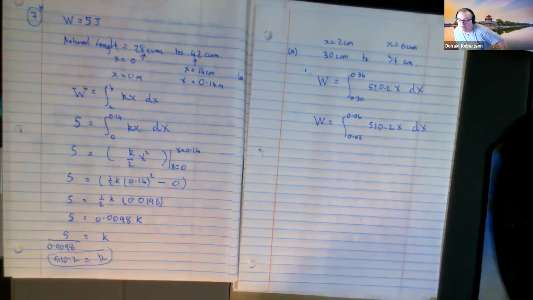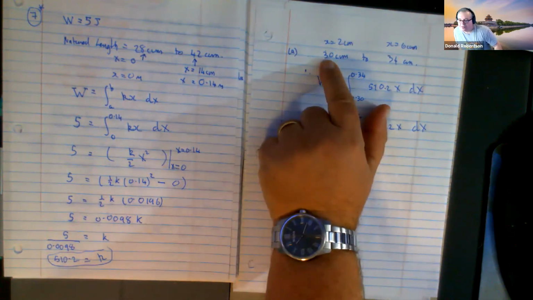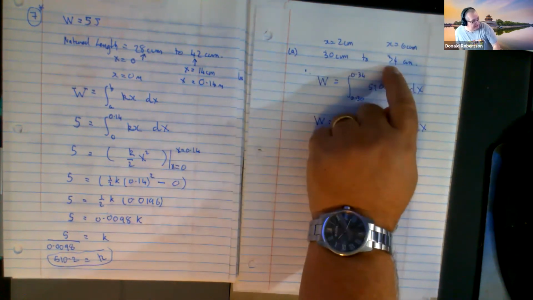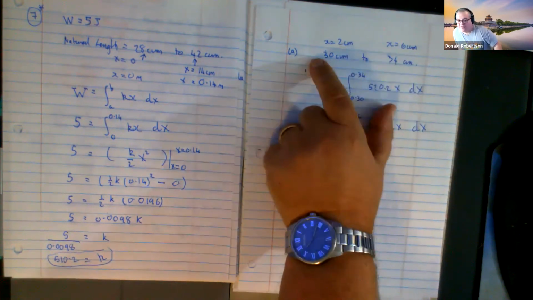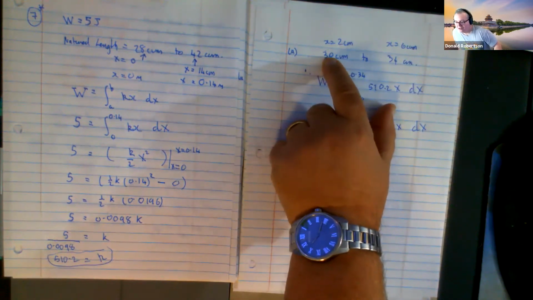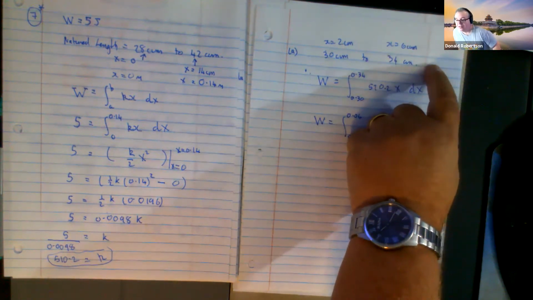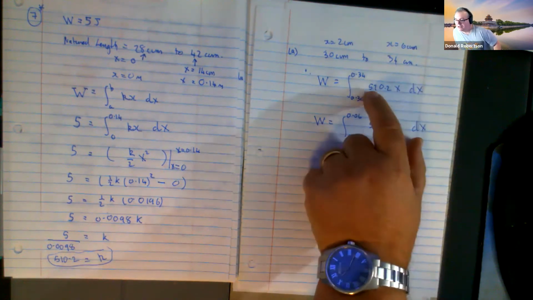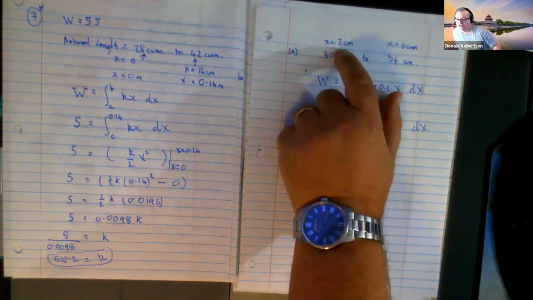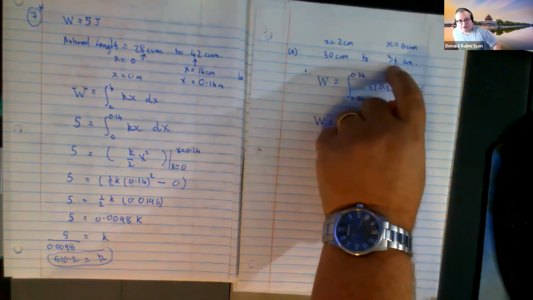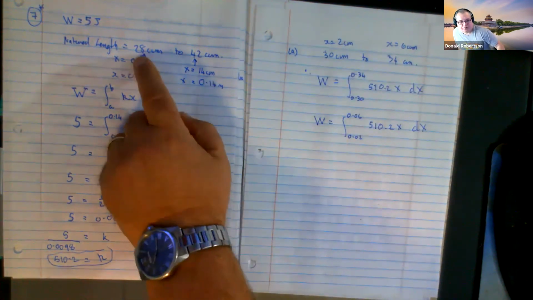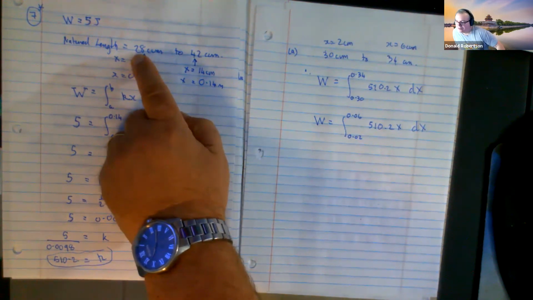Are you comfortable about why we had to change the start and finish values? Because the question just says stretch it from 30 to 34. It didn't say stretch it 30 centimeters beyond its natural length to 34 centimeters beyond its natural length. If they'd used that phrase, this would have been correct. It just said stretch it from 30 to 34. And because of that, we had to factor in the natural length value.